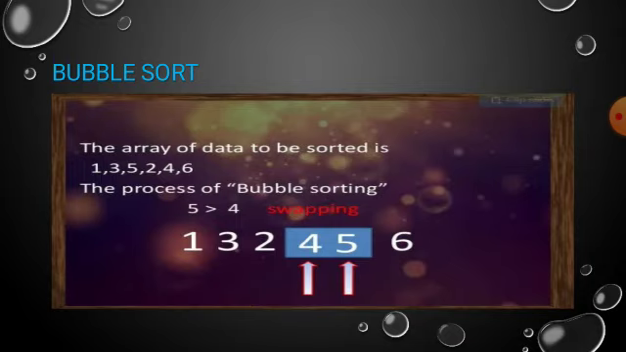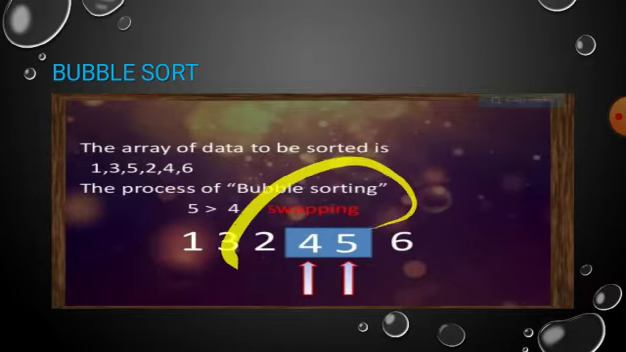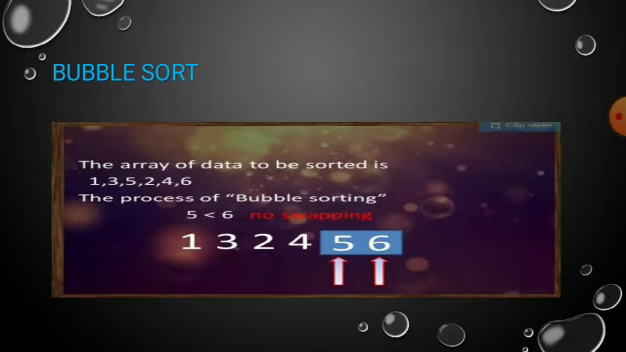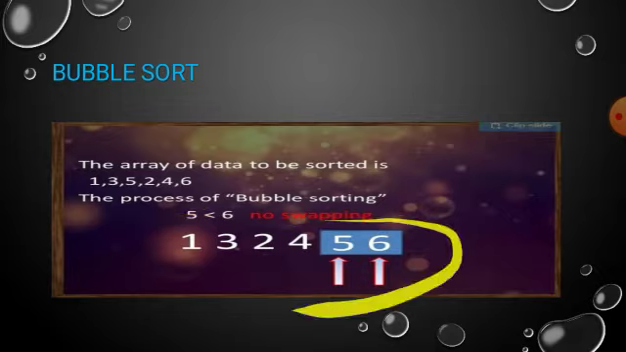Next, we compare 5 and 4. Here 5 is greater than 4, so we follow the swapping technique. Lastly, we compare 5 and 6. 5 is less than 6, so there is no swapping. This is the first pass of sorting.